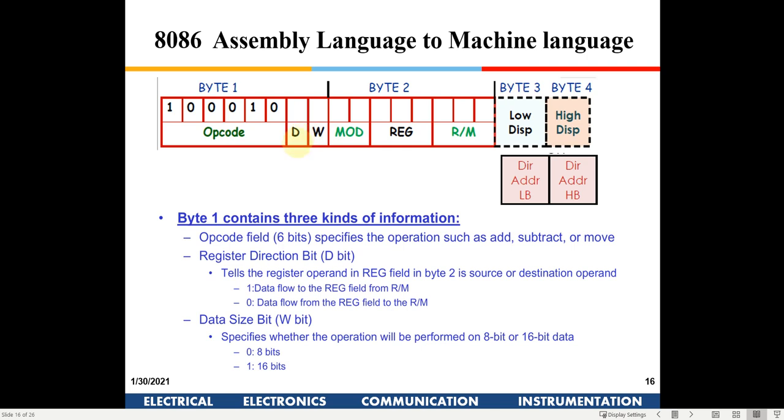Now, this D will say whether the data has to flow from the register to register or memory. If it is 0, it is going to move from the left hand side to right hand side, from the register to register or memory. If D is equal to 1, it will flow from register or memory to register. Okay. So this is not source and this is not destination by default in the machine language. This could be the source or this could be the source, so you will have to specify the direction. Is it clear to all of you?